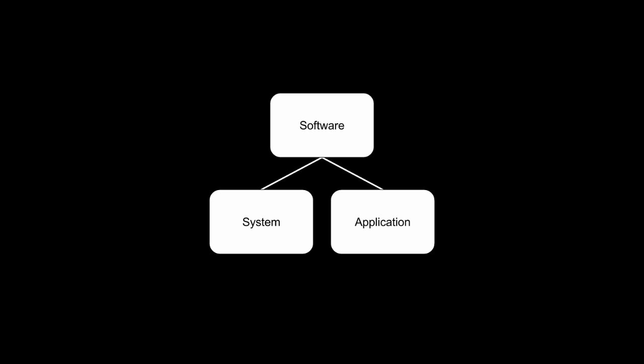And then we break up software into system software and application software. These are arbitrary classifications, right? It's just a way of thinking about this concept. And you know, you can make up your own classifications, but these are generally the arbitrary classifications that we use.